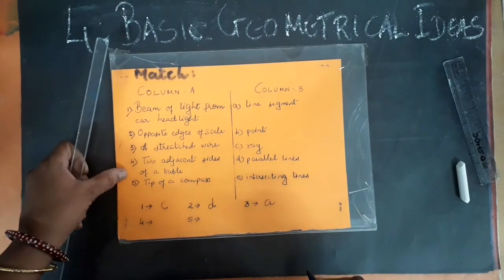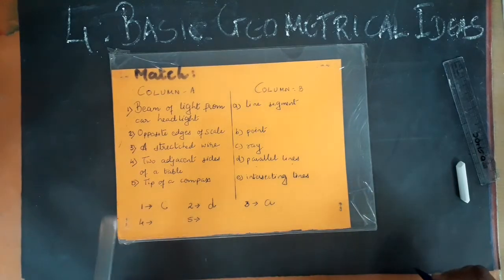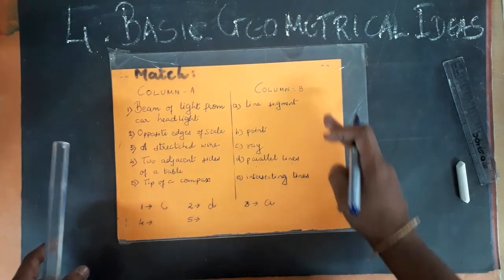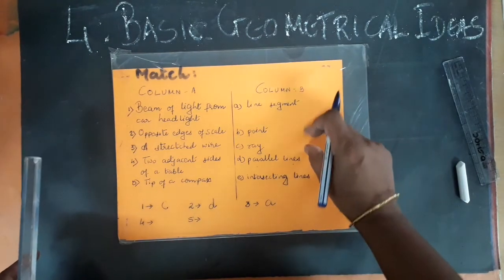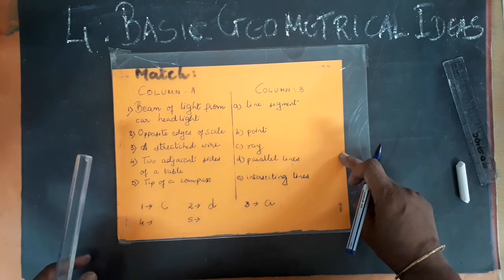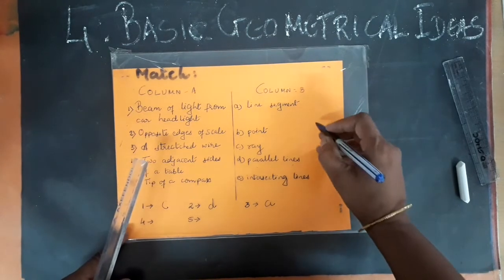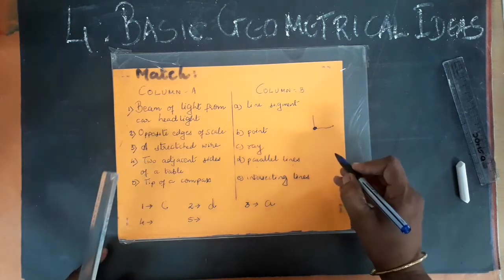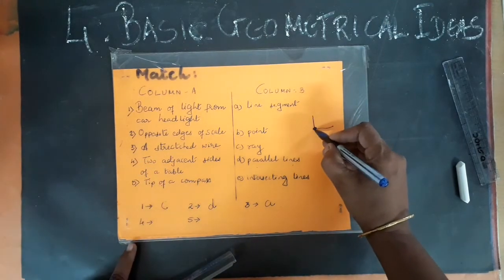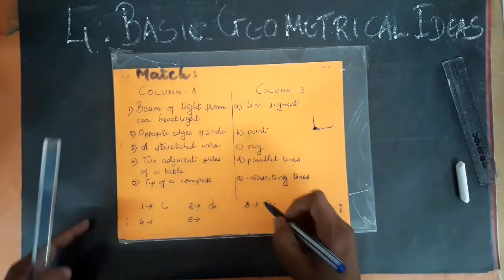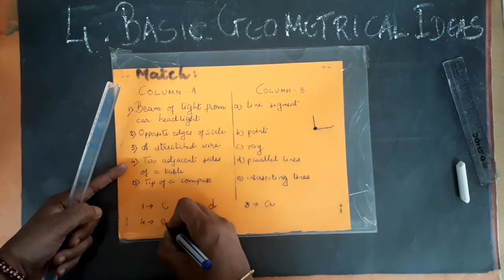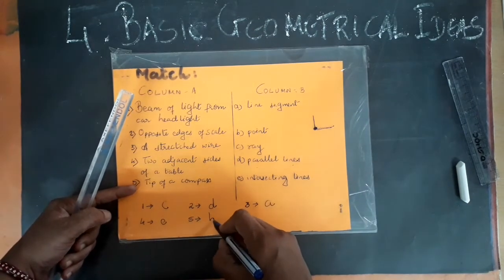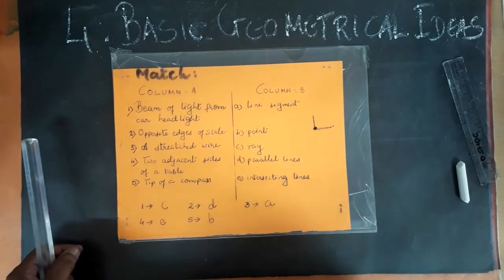Fourth one, two adjacent sides of a table. You have seen the table, two adjacent sides of a table. What is that? They are intersecting lines, because one of the edges and this one will meet each other. So they are intersecting lines. So the fourth option you can join with E. Now a tip of a compass, just a point, so that is with B, right?